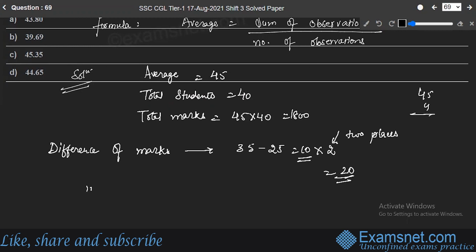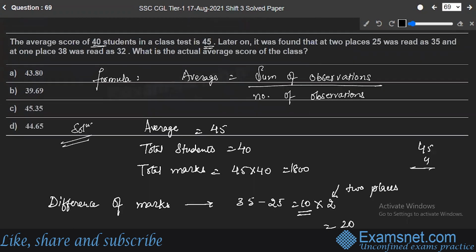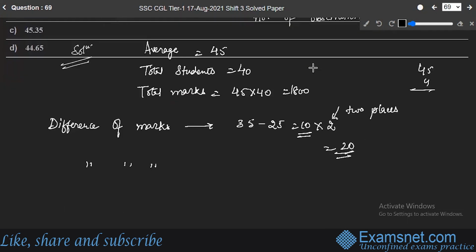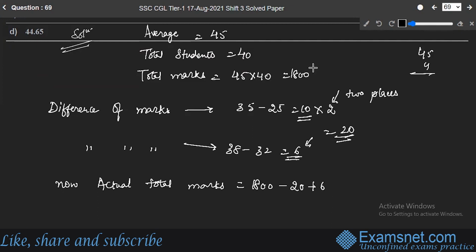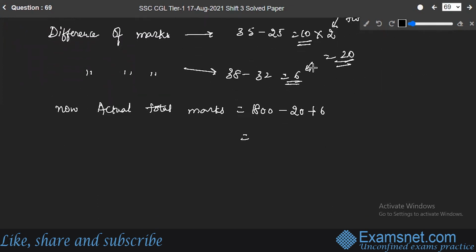Similarly, there is one more difference of marks. At one place, 38 was read as 32. So 38 minus 32 is equal to 6. Now this 6 will be added. Why? Because 38 was read as 32, lesser marks were read. Now the actual total marks is equal to 1800 minus 20 plus 6, right? That is equal to 1786. This is the actual marks.